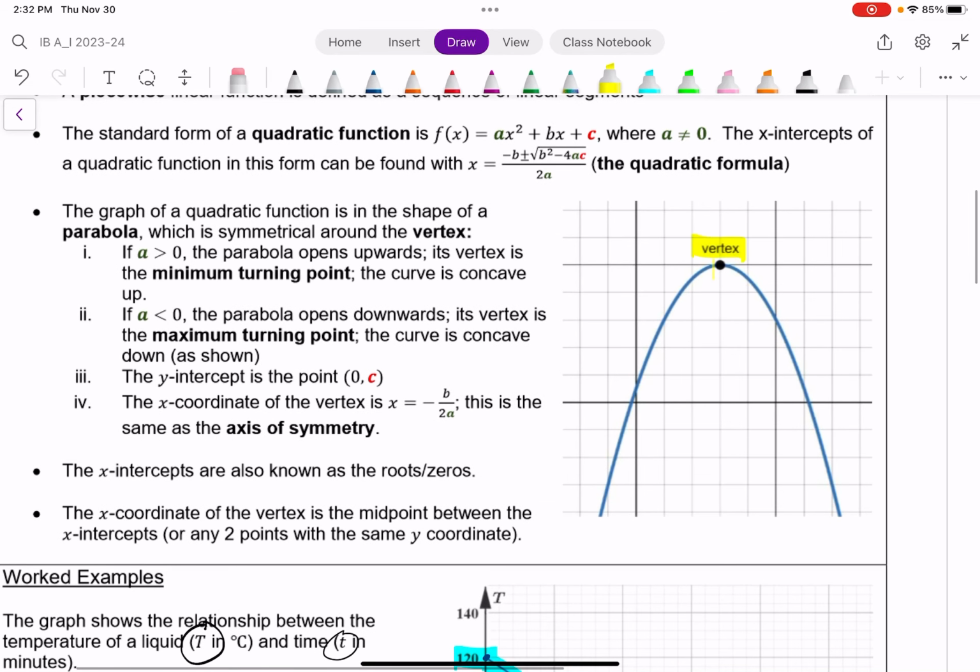All quadratic functions have a vertex. That vertex is either the maximum point or the minimum point. It is also the only turning point in any quadratic function. And the x-coordinate of the vertex can always be determined by this, minus b over 2a, where b is the coefficient of the x term and a is the coefficient of the x squared term.